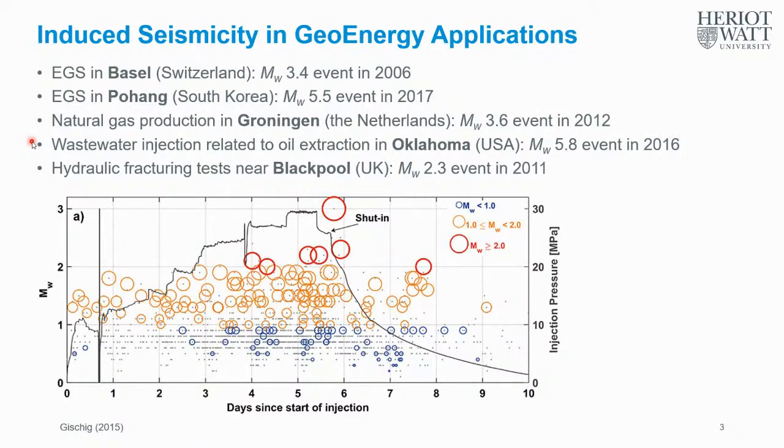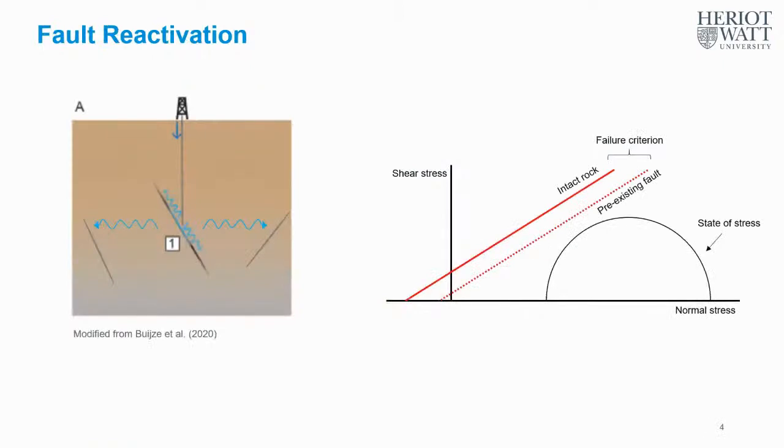Also, things like wastewater injection related to oil extraction can cause induced seismicity, for example, a magnitude 5.8 earthquake in Oklahoma. And finally, as an example, a magnitude 2.3 event in Blackpool in the UK was the result of hydraulic fracturing tests. Of course, understanding fault frictional behavior is also relevant for natural seismicity.